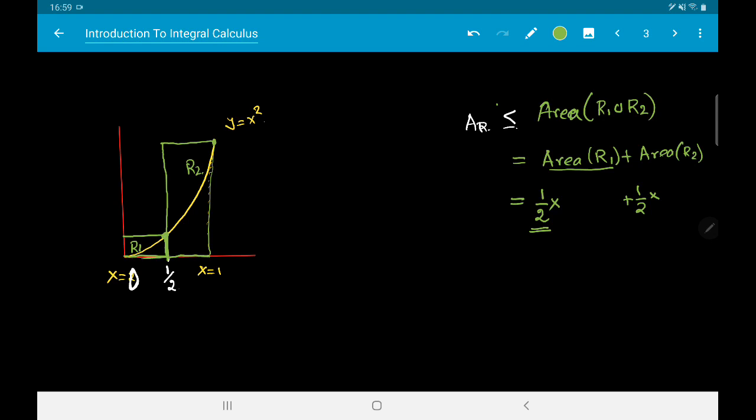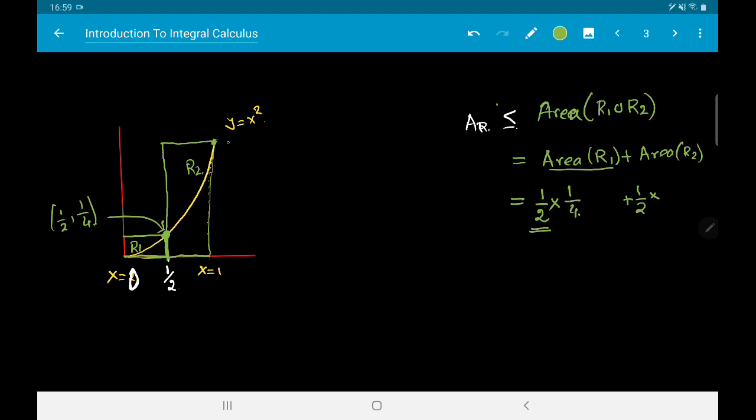For that we have to find the y coordinate of this point. And what is going to be the y coordinate of this point? Well, we already know that the x coordinate of this point is half, and since this point is on the parabola y equals x squared, this is going to be 1/4. So 1/4. What about the height of the bigger rectangle?